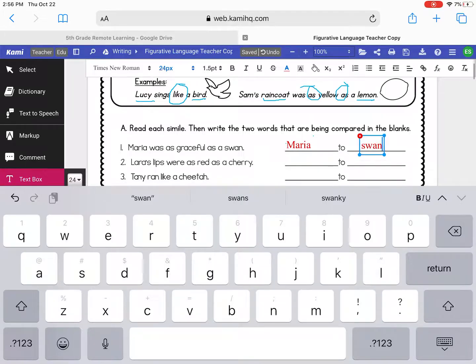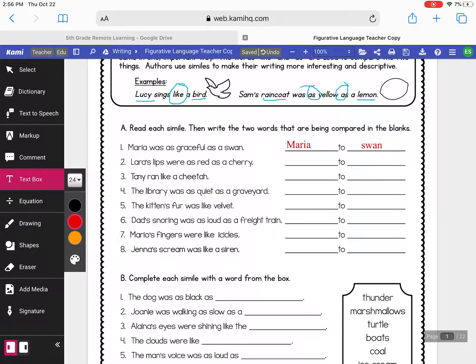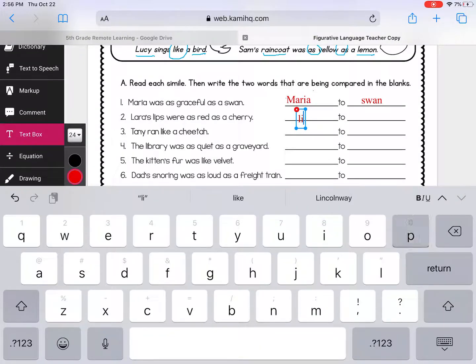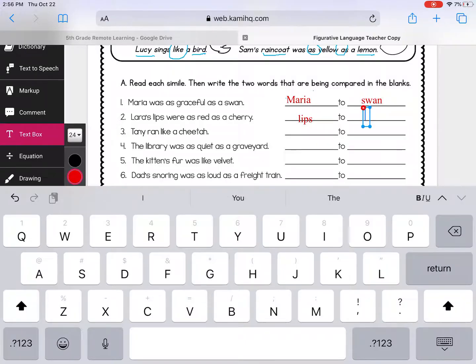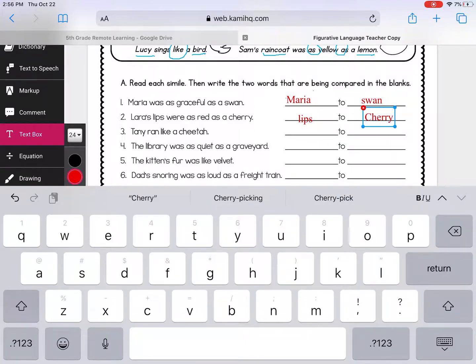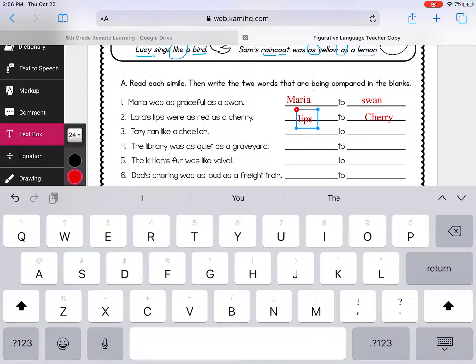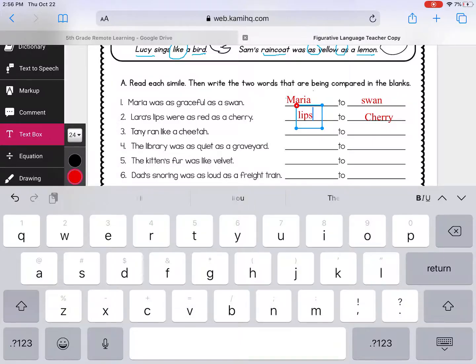Make that look a little better. There we go. Okay, I'm going to do one more on this side. Laura's lips were as red as a cherry. Okay, what two subjects do we have in here? We've got lips are being compared to a cherry because they're both red. They both have that in common. Maria has in common with the swan that they're both graceful. Does that make sense? I don't know why that looks funny. Oh, I know why it looks funny. Okay, because cherry isn't supposed to be capitalized. There we go. Okay. Much better.